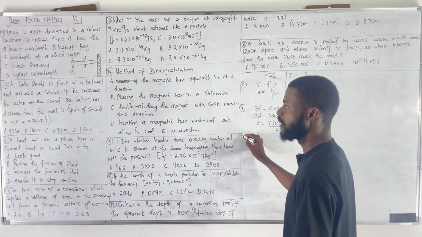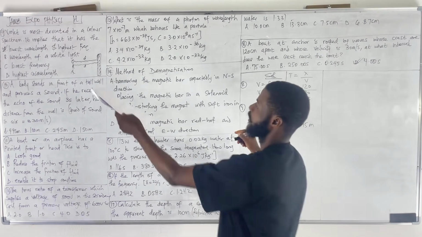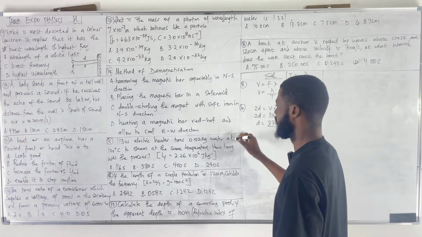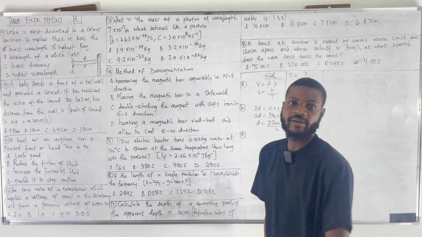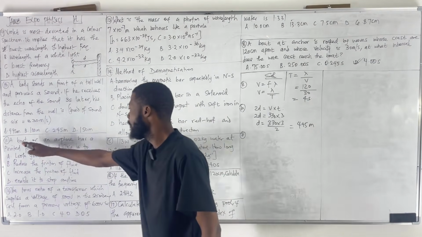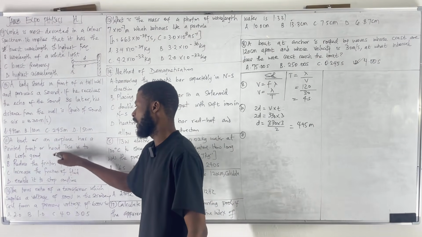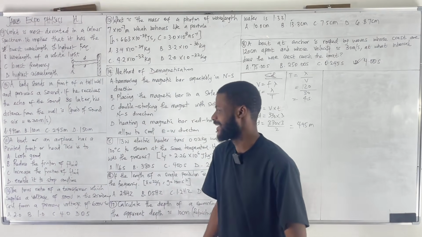Next question. Hold on, I've already answered number 9, so this is number 10. Then number 11: a boat or an airplane has a pointed front or head. This is to reduce drag.